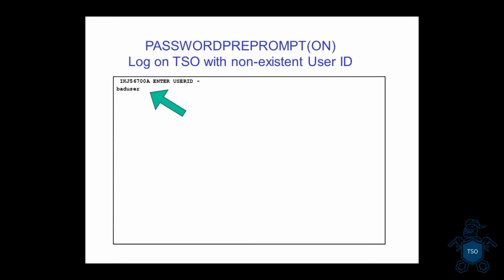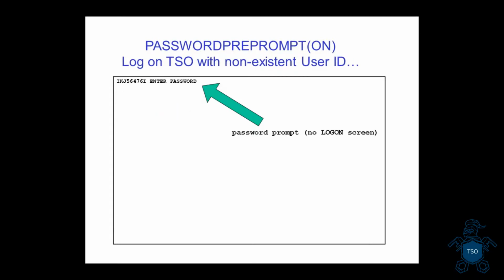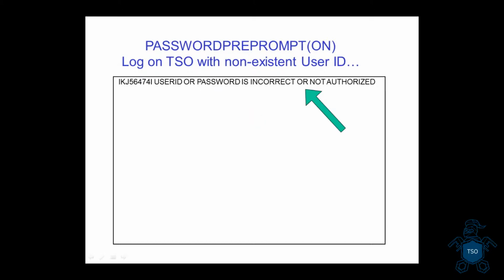Let me show you what happens when Miss Hacker tries to guess user IDs. First, I'll try to log on to TSO with an invalid user ID on this system. The user ID prompt looks the same, but after I enter a user ID, it looks different. I get a prompt to enter a password. So when Miss Hacker guesses a bad password, what happens? Aha! See the difference? Miss Hacker gets this message and does not get much information. She cannot tell if the user ID is invalid or if the password is invalid.